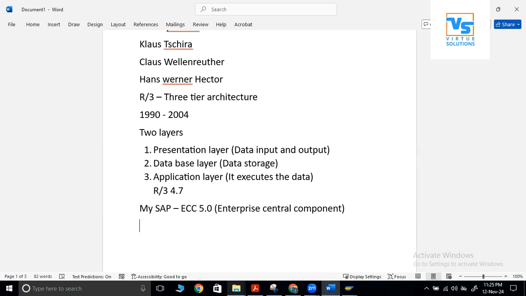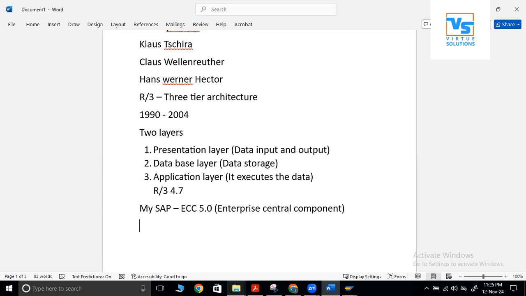Why is it called Enterprise Central Component? What does it mean? They started their business in such a way that instead of giving just software services to the client, they started supporting the client's business. Giving services to a client and supporting a client in their business are two different things. So they started working like a business partner.